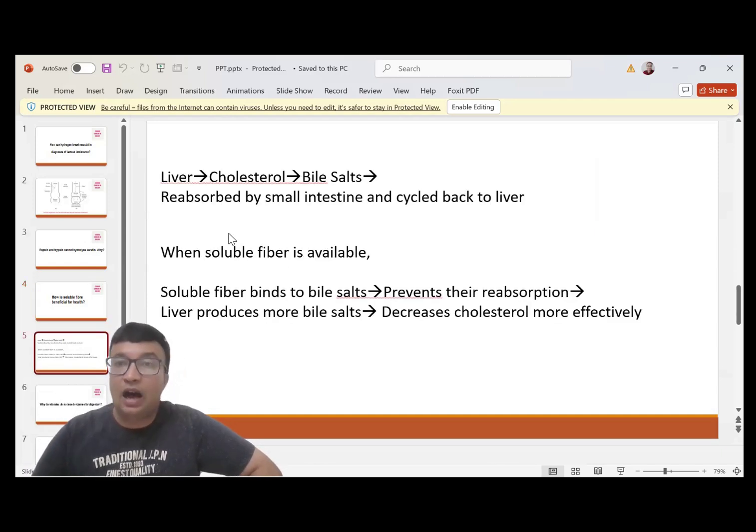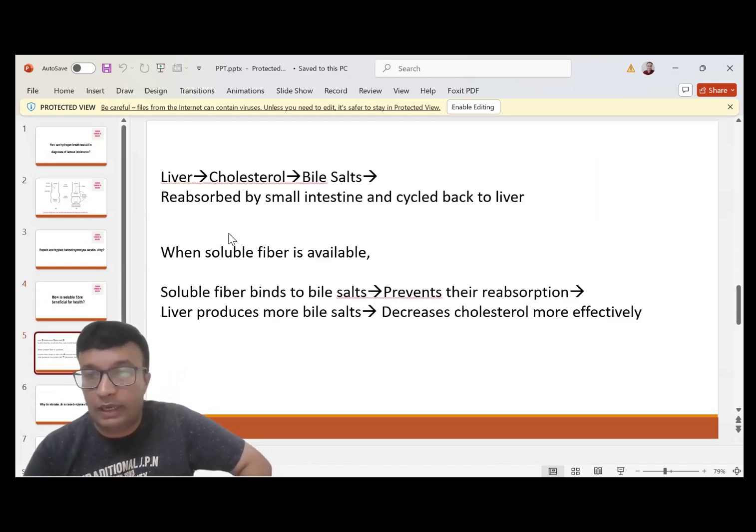So especially, how is cholesterol lowered by plant-based soluble fiber? This is what we need to understand, because each and every metabolic disease or metabolic condition is related with high levels of cholesterol.